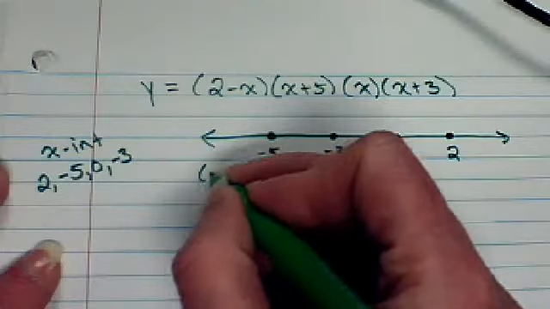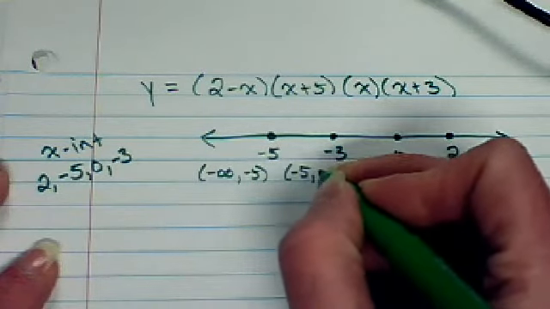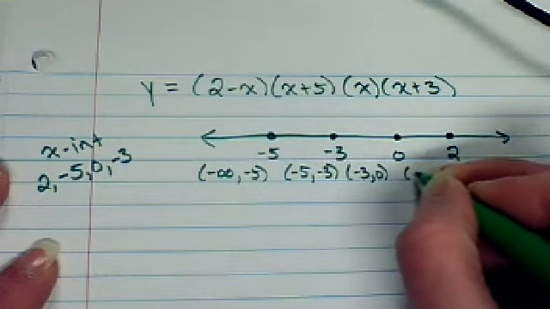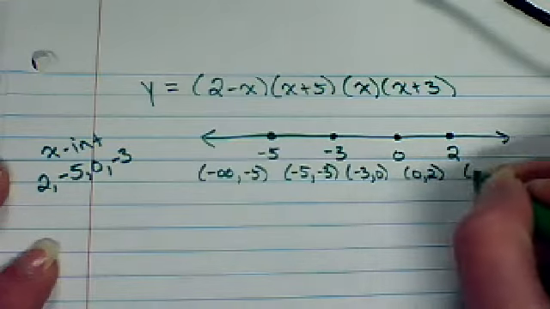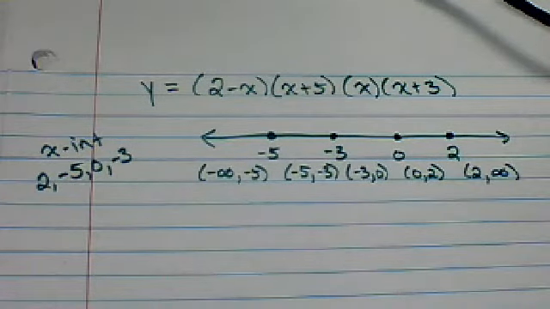First interval is negative infinity to negative 5, negative 5 to negative 3, negative 3 to 0, 0 to 2, and 2 to infinity. In each interval, I'm going to choose a point to plug in to test my signs.